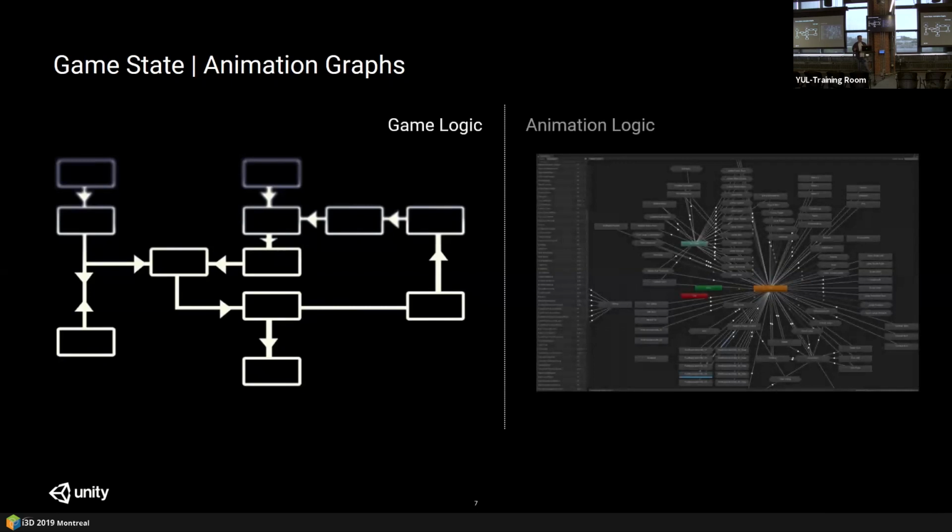On the other hand, we then have an animation graph that basically replicates or mirrors that logic, at least if it's a nicely set up graph. If not, you have a really, really hard time merging those two. Anyway, game logic decides what state it should be in and triggers transitions such that the animation graph follows the logic.